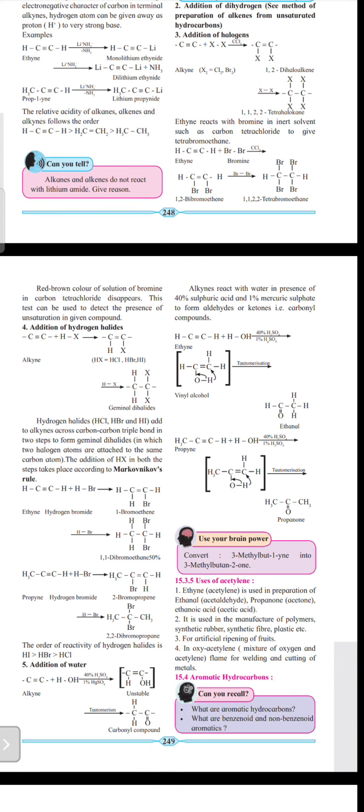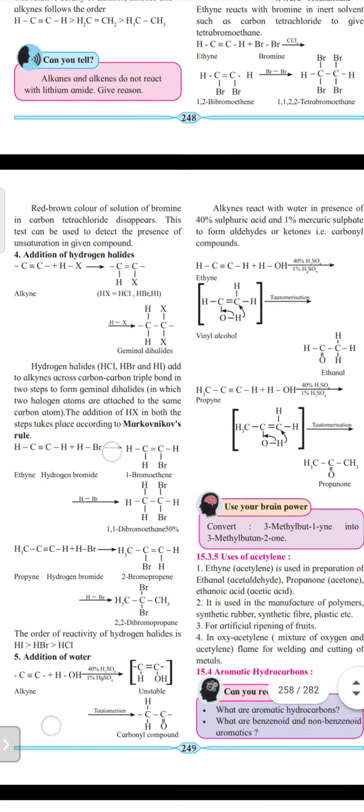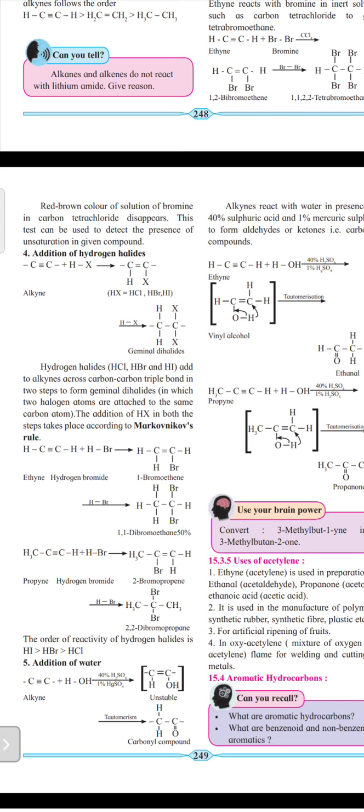Later on, we'll see the next topic, addition of hydrogen halides. In that, ethyne plus HBr gives CH2 double bond CHBr. It is bromoethene. It reacts with further HBr. It gives CH3CHBr2, that is 1,1-dibromoethane. Later on, propyne reacts with hydrogen bromide. It gives CH3CBr double bond CH2, that is 2-bromopropene. With HBr it gives CH3CBr2CH3, 2,2-dibromopropane. Then the order of reactivity of hydrogen halides is HI greater than HBr greater than HCl.